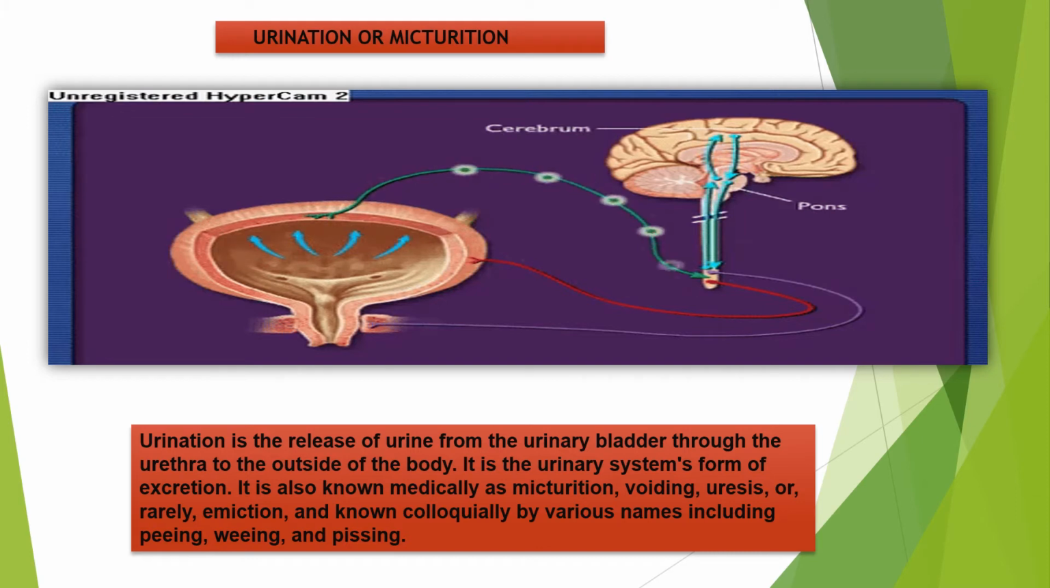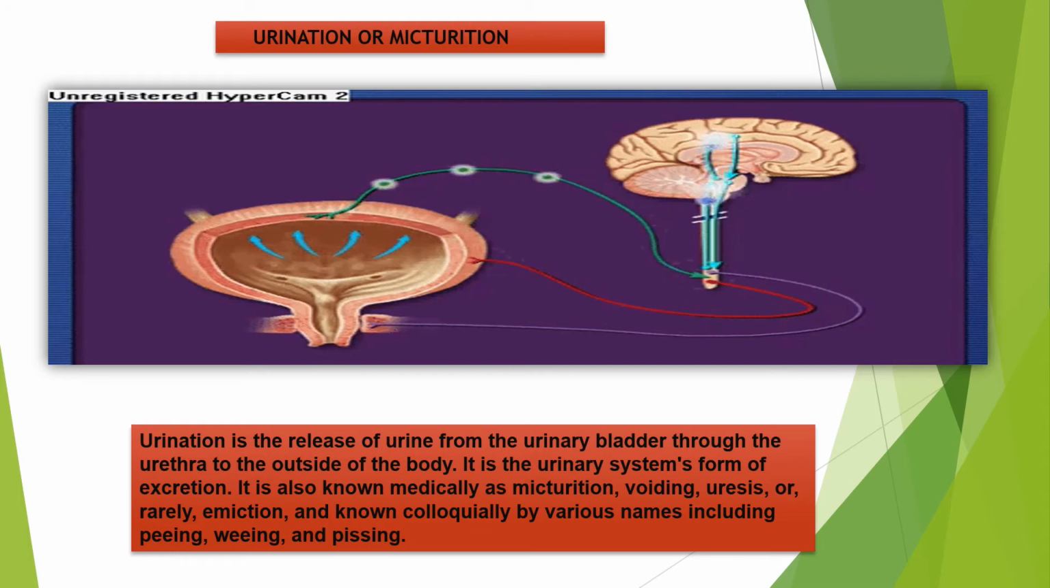Next one is urination or micturition. Urination is the release of urine from the urinary bladder through the urethra to the outside of the body. It is the urinary system's form of excretion. It is also known medically as micturition, voiding, uresis, or rarely emiction, and known colloquially by various names including peeing, weeing, and pissing.